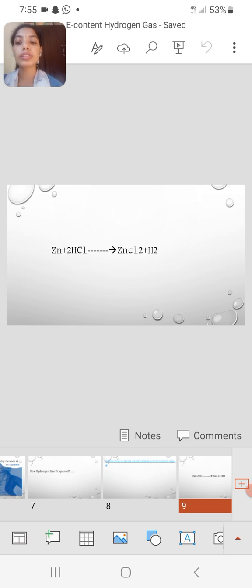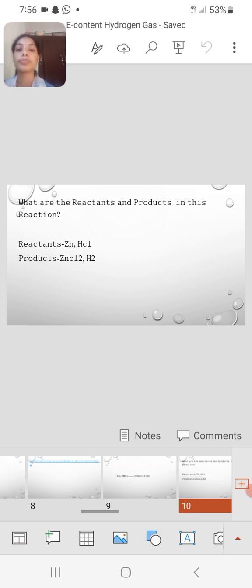Let's see the equation of the chemical reaction. Zn plus 2HCl gives ZnCl2 plus H2. What are the reactants and products in this reaction? The reactants are Zn and HCl, and the products are ZnCl2 and H2, zinc chloride and hydrogen.